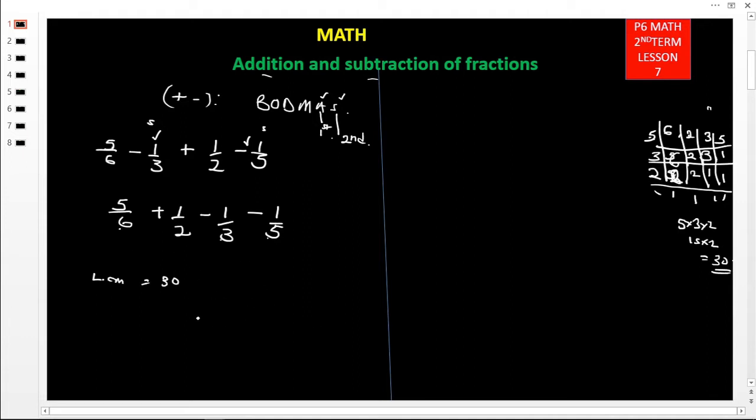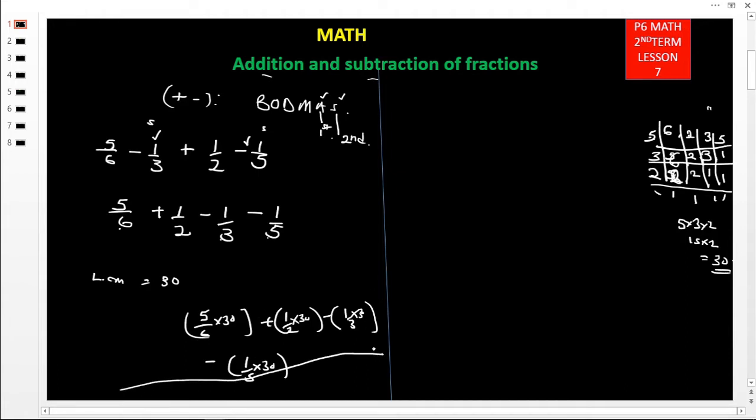So I will multiply our fractions by the LCM. I will start with 5 out of 6 times the LCM 30, plus a half times 30, then minus a third times 30 into brackets, then minus a fifth times 30 into brackets. All of this must be over 30, the LCM. So 5 over 6: how many 6s are in 30? They are going to be 5. So 5 times 5 is going to be 25.